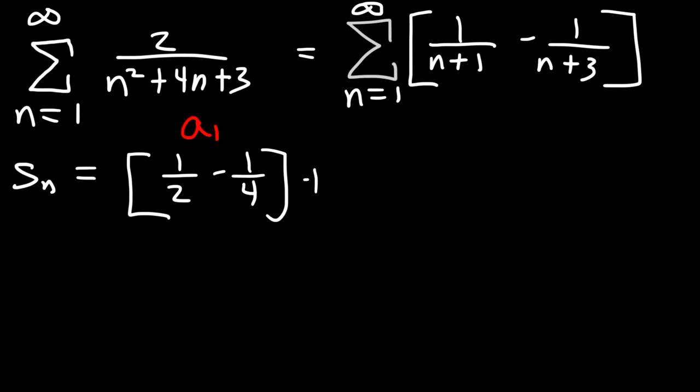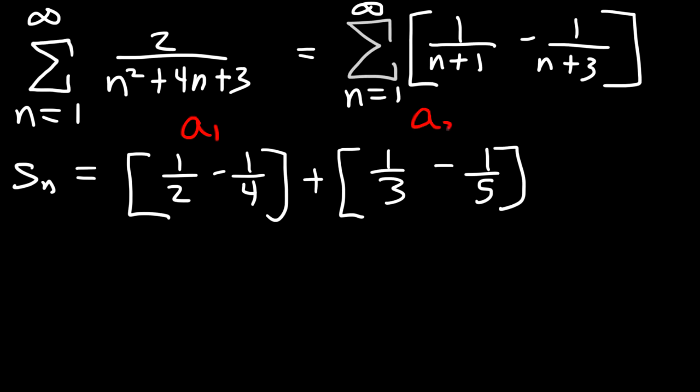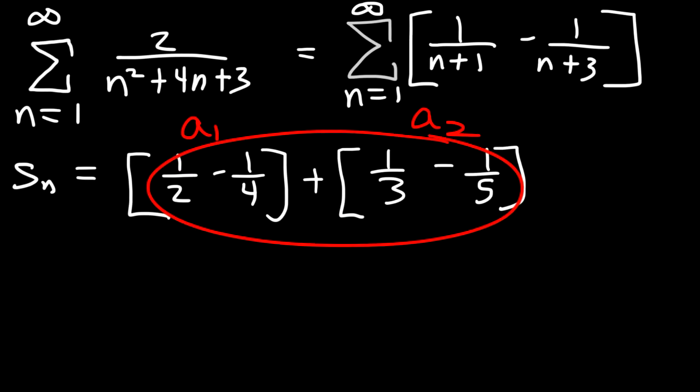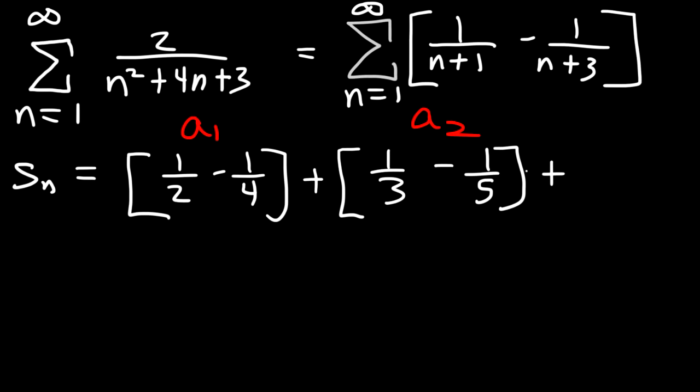Now let's get the second term. So let's plug in 2 now. 2 plus 1 is 3, and 2 plus 3 is 5. So it looks like we're going to need a few more terms, because just by looking at this, that's supposed to be a sub 2. Nothing cancels. So let's get the third term, a sub 3.